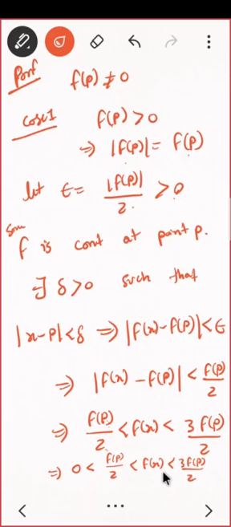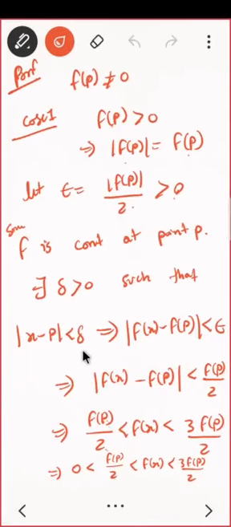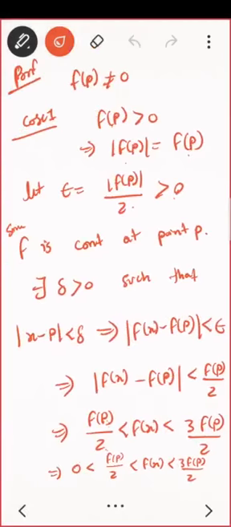So what can you see? In this neighborhood, maybe I'll write it here. Can I break the mod for this also? Mod of x minus p less than delta. That means x is lying in p minus delta is less than x is less than p plus delta. That will imply 0 is less than f of p by 2, that is less than f of x, that is less than 3 f of p by 2. Is that clear? Just go through the thing and tell me if you agree.